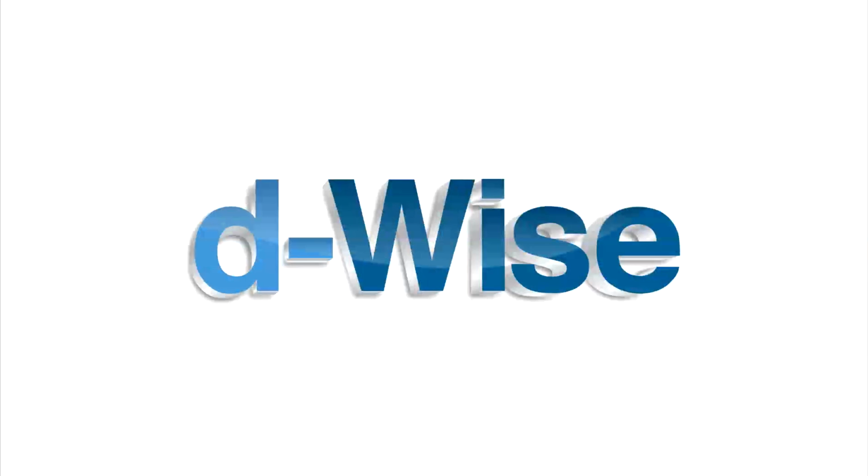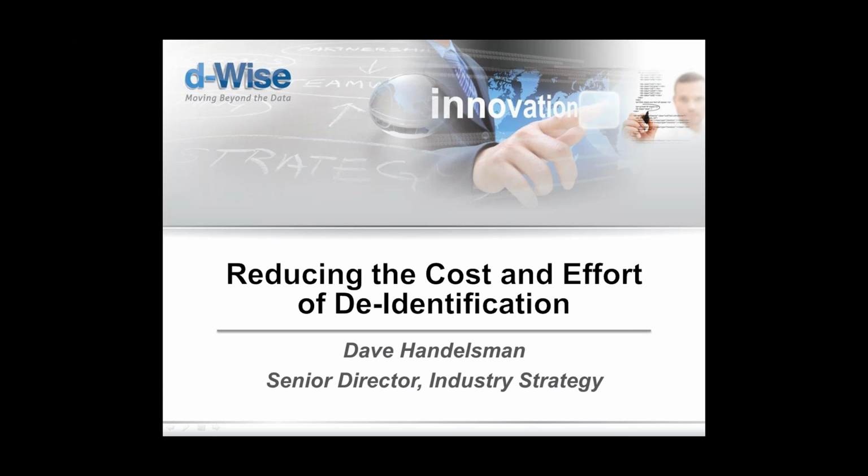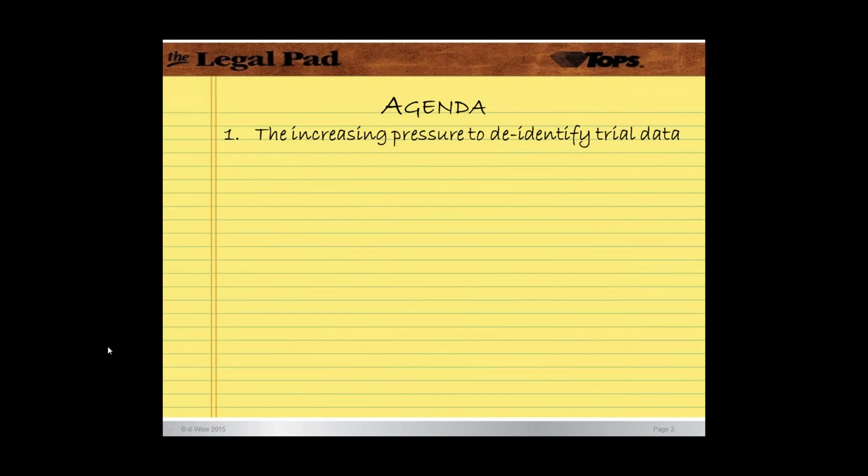We're going to spend the next 45 minutes to an hour talking about de-identification in the clinical trials industry, and really some of the ability we have now to reduce the cost and the effort associated with performing this task. From an agenda perspective, there are several things we'll be covering, and the first one is the increasing pressure to de-identify clinical trial data. Where is this pressure coming from? How are we seeing it as we talk to customers, and probably how you're seeing it as well.